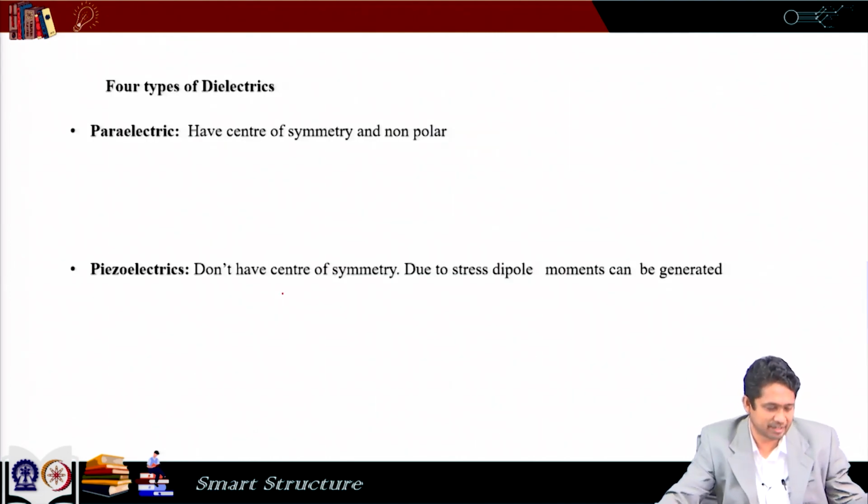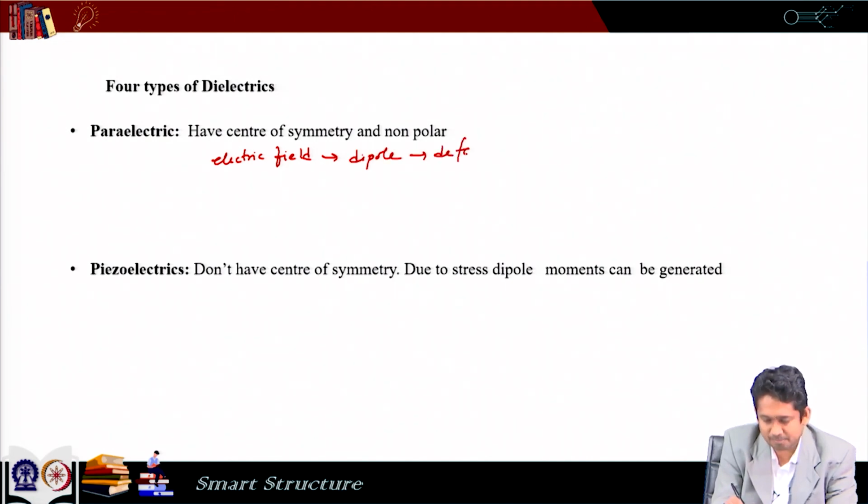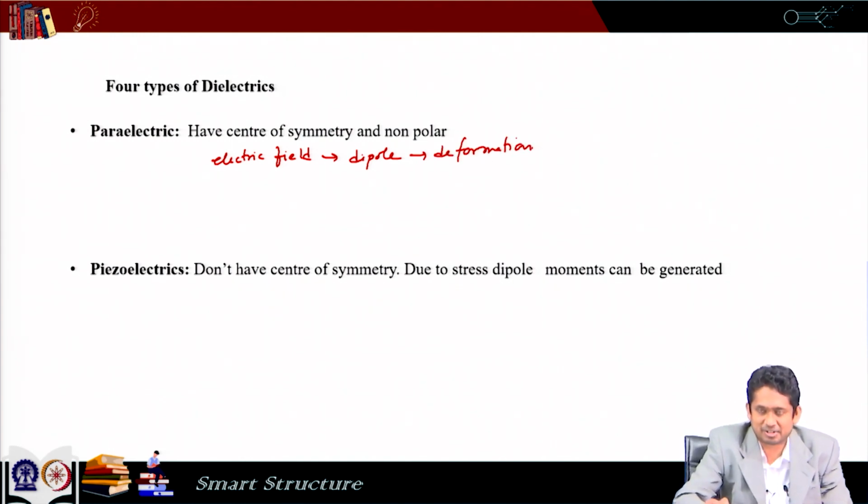Now, let us look into the different types of dielectrics. We have seen various other terms like paraelectric, ferroelectric, pyroelectric and so on. So, now let us define them. Paraelectric materials are centrosymmetric and non-polar. So, electric field leads to dipole and then deformation comes. Electric field leads to dipoles and because of those dipoles the material deforms.